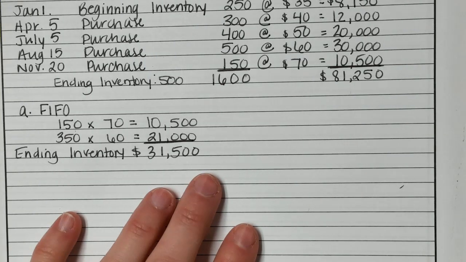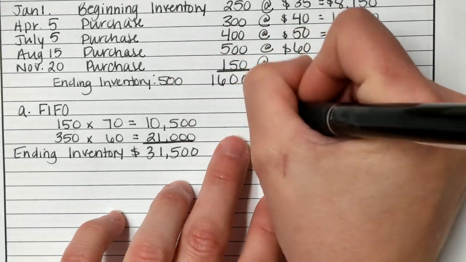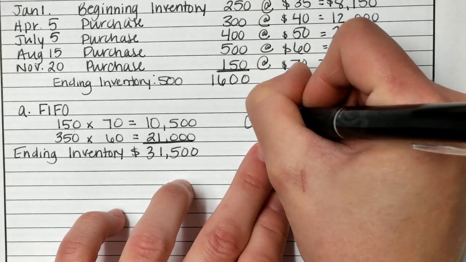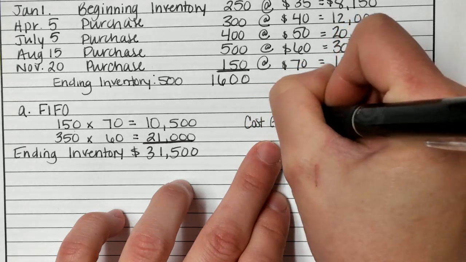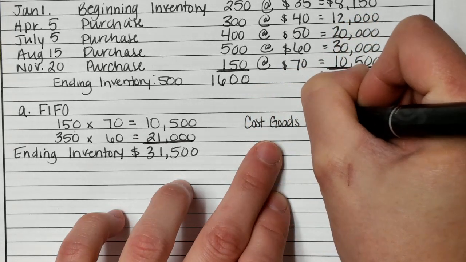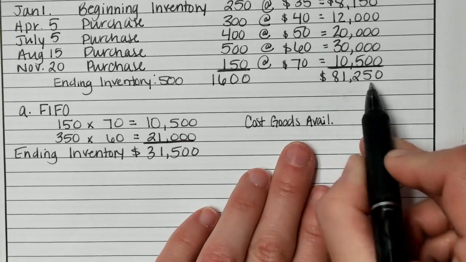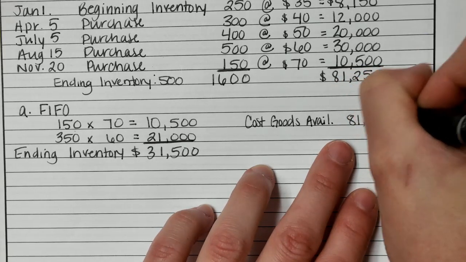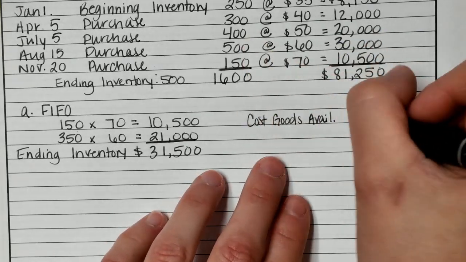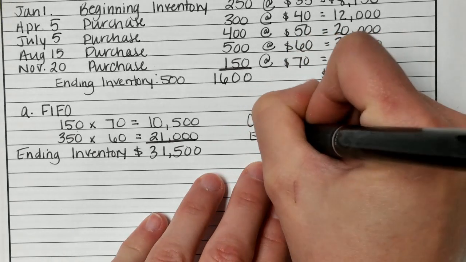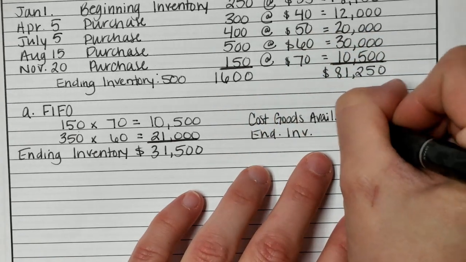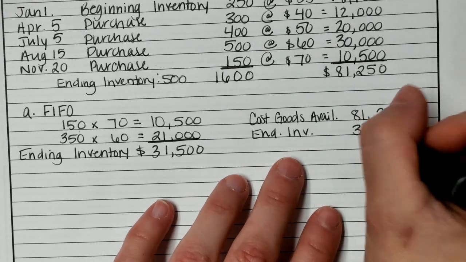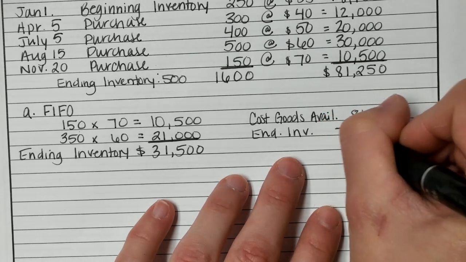And then we need to calculate our cost of goods sold. So I'm going to start here and I'm going to say our cost of goods available is 81,250. We already did that. Our ending inventory was 31,500. And we'll subtract those two to find our cost of goods sold.